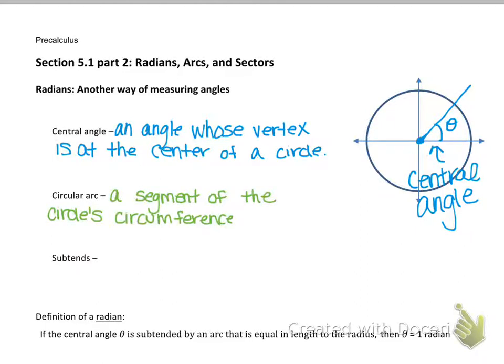A circle arc is a segment of the circle's circumference. So, using that central angle, I could say this part of the circumference is known as the circle arc. And we are going to label that as S. And then the word subtends means to create, it creates or fixes.